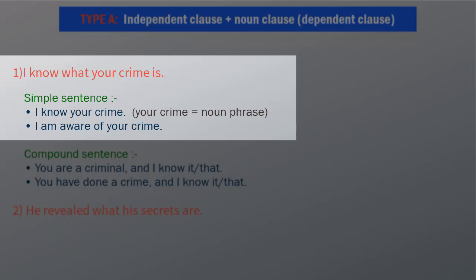I know what your crime is. I know your crime. Both the sentences give the same meaning. Okay, so that's how we transformed it into a simple sentence.